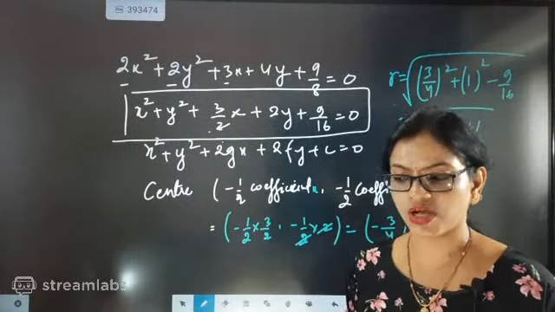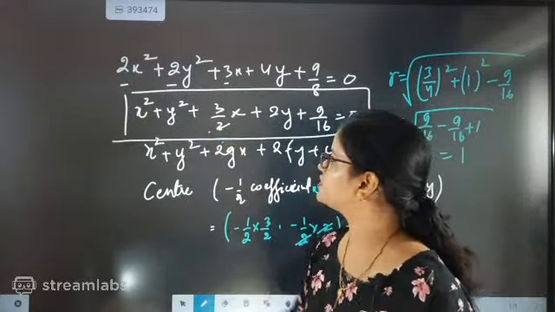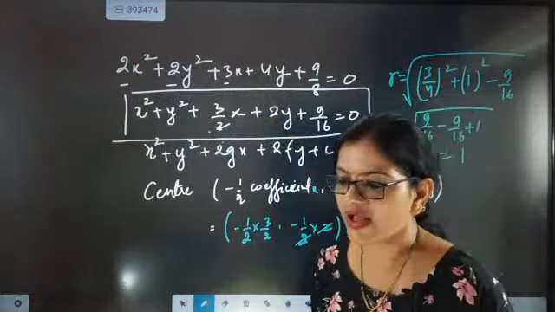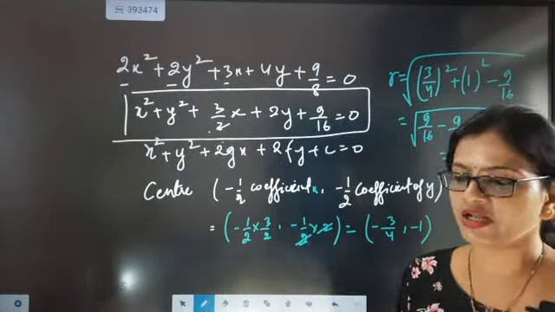There are two ways to get it. What are the two ways? You compare 2g with 3 by 2, 2f with 2, and then you can solve. Either one thing you can do, and then center you can write minus g and minus f.